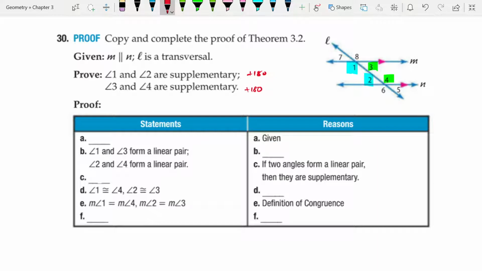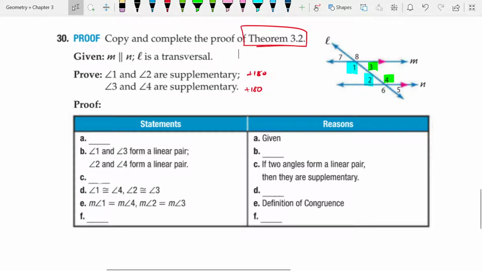All right. So at some point we're going to be using something about parallel lines, probably corresponding angles. And if you notice here, it says you're writing a proof of theorem 3.2.